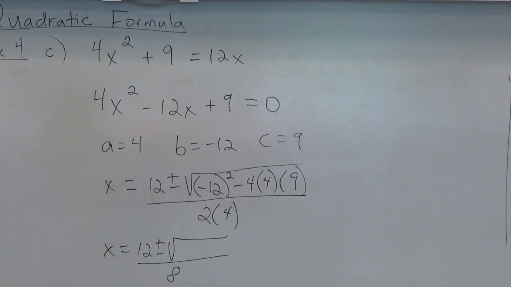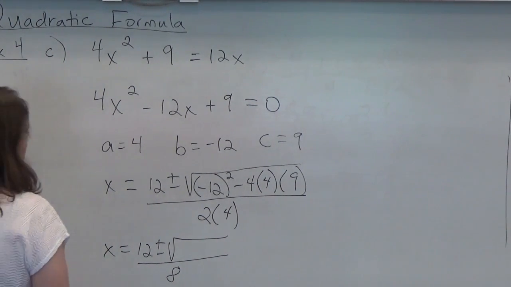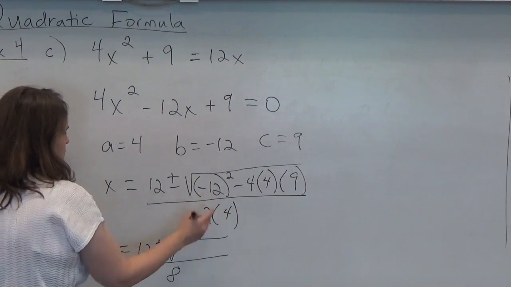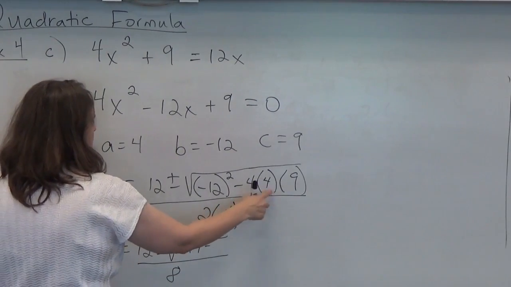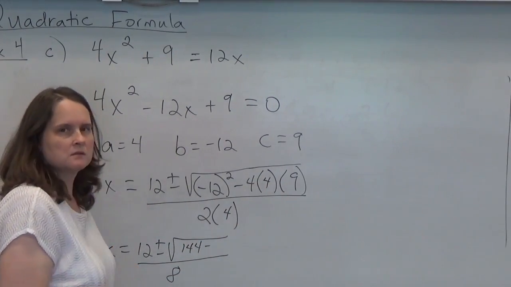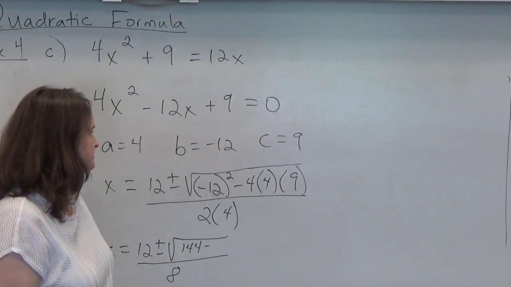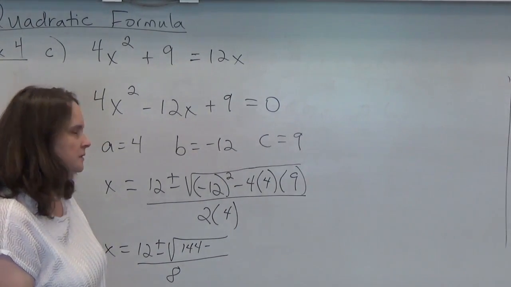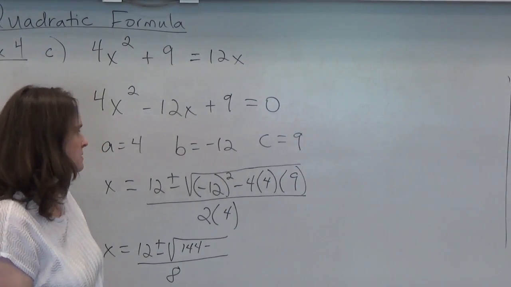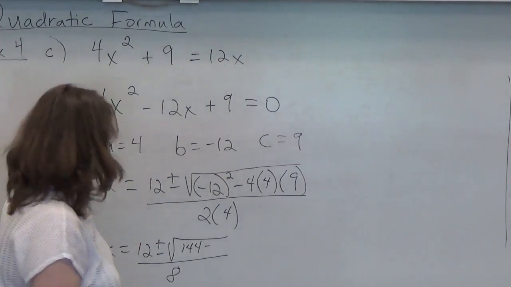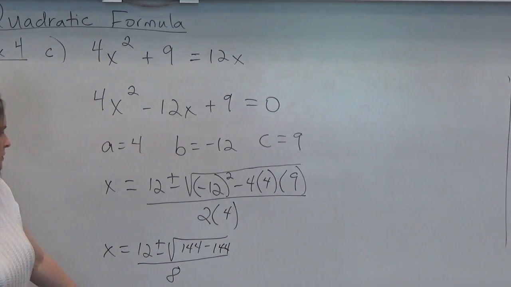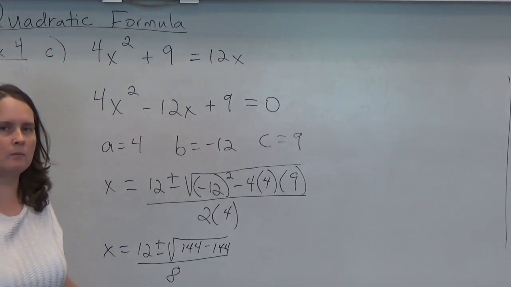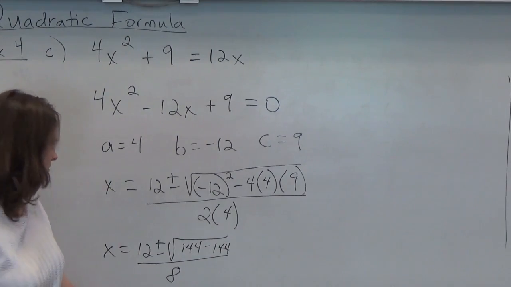I'm just checking to make sure that it's showing up for you on there. Okay. So inside the square root, this is going to be positive 144 minus 4 times 4 times 9. Take a minute and figure out how much that is. All right, 16 times 9, I believe that gives you 144. So inside the square root, we've got 144 minus 144, so we've got the square root of 0.